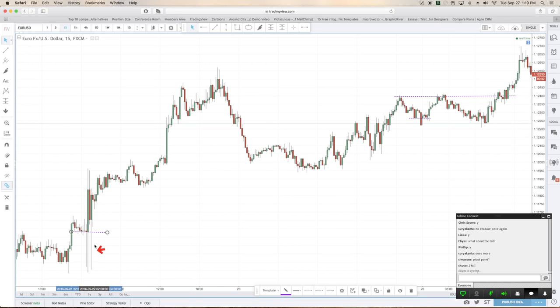If I go to a lower time frame, on the 5 minute or the 1 minute, this tail that you see is going to be full of candles. But in reality, nothing happened there. The market went there and came right back.